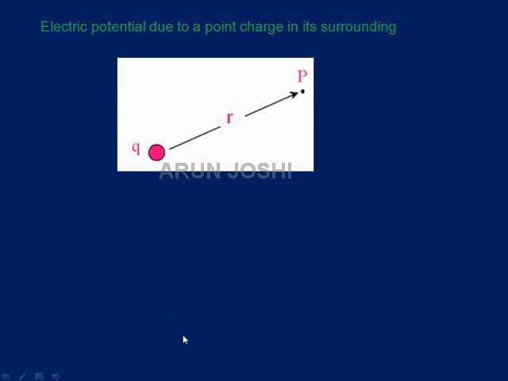So, electric potential due to a point charge. In the surroundings there is a charge particle Q, and at point P we are supposed to calculate the potential. I hope all of you know very well that potential at any point is determined as the interaction energy per unit test charge. It means if I put a charge Q naught here, what is the interaction energy? K Q Q naught by R. So potential at this point P is U by Q naught, and we get K Q by R.